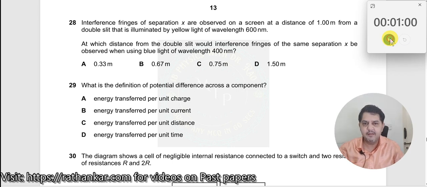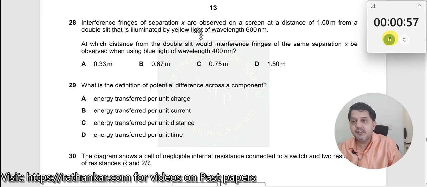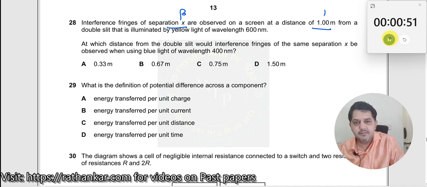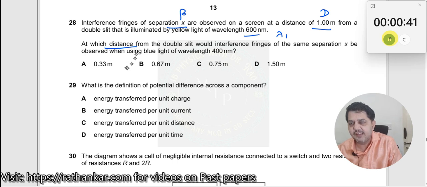Question number 28. Interference fringes of separation x, which means fringe width is given, are observed on a screen at a distance of capital D, 1 meter, from a double slit that is illuminated by yellow light of wavelength lambda 1. At which distance from the double slit... he is asking you once again D2. So therefore this should be D1.